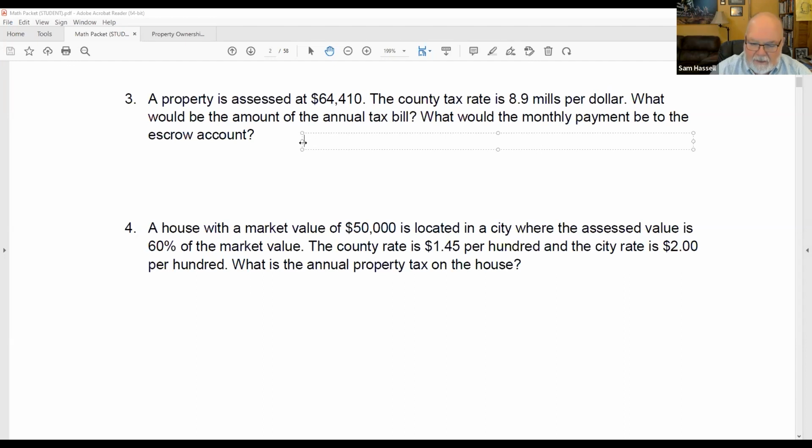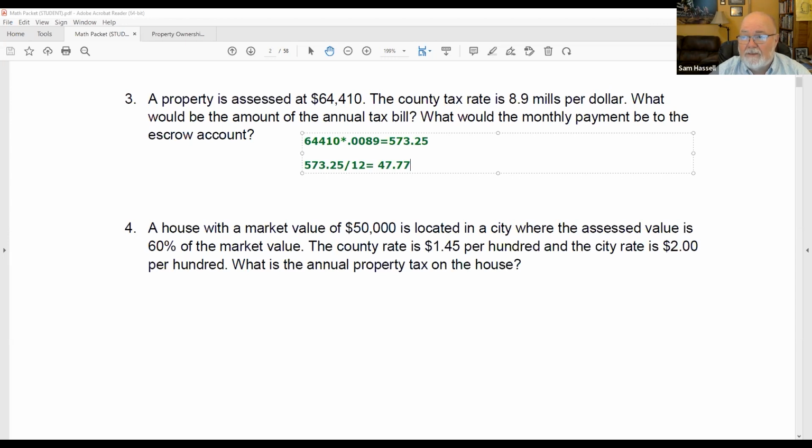All right, 64,410 times 0.0089 is going to give us 573 and 25 cents. That's going to be our annual. 573 and 25 cents divided by 12 is going to give us 47 and 77 cents. Right? 47.77, give or take a penny.